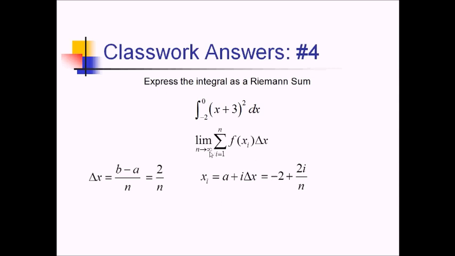All right, we actually are ready to put it all together. So we're going to have limit as n approaches infinity of the summation of, we're going to apply the function here to this input. So we're going to have negative 2 plus 2i over n plus 3, all of that squared, and then instead of dx, I'm going to have delta x, so 2 over n. So all the stuff in here was the f of x sub i, and then this 2 over n, that is your delta x.